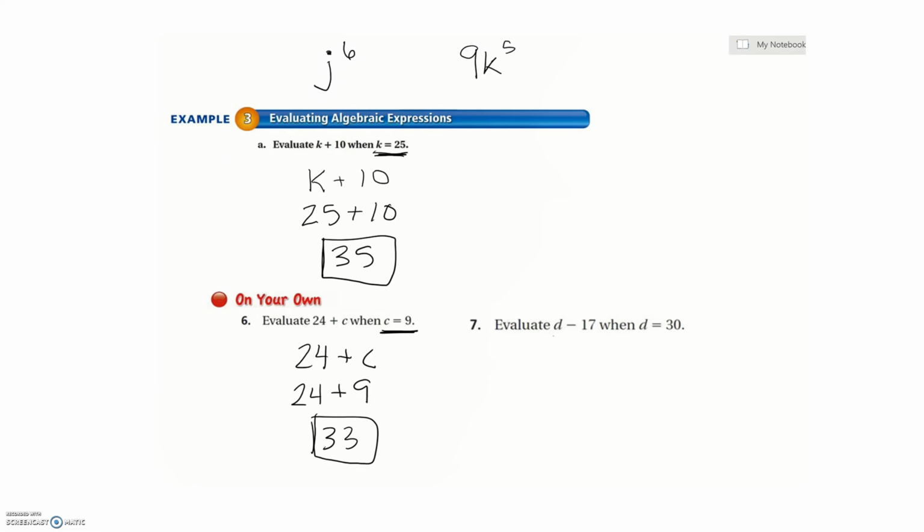Now I have evaluate D minus 17. D is going to be 30, so I'm going to have 30 minus 17. It's very important that you put it in the order, replace it, just follow it right below it. So 30 minus 17 is 13.